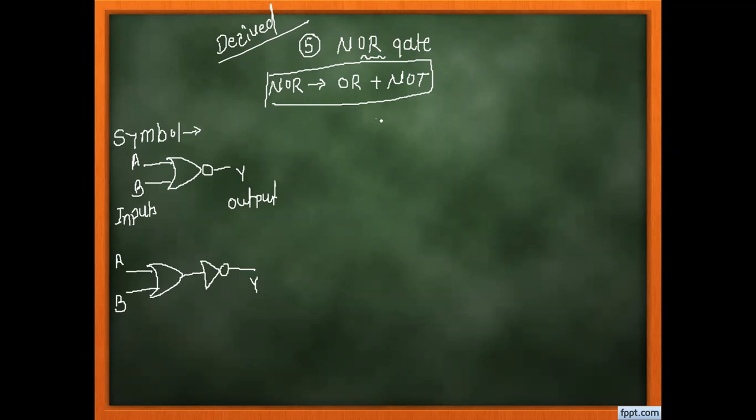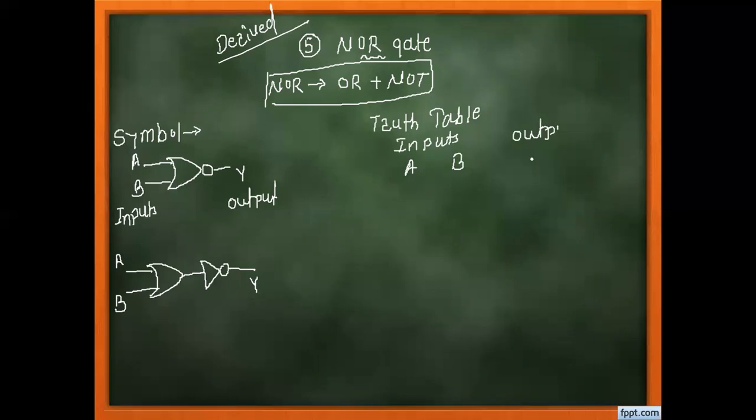So with the help of the truth table, we can easily remember the function of the NOR gate. The inputs, I say A and B, and the output, I say it's Y. So the four possible conditions: 0 0, 0 1, 1 0, and 1 1.